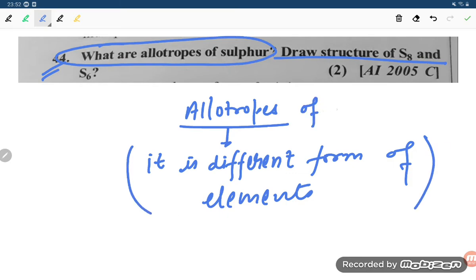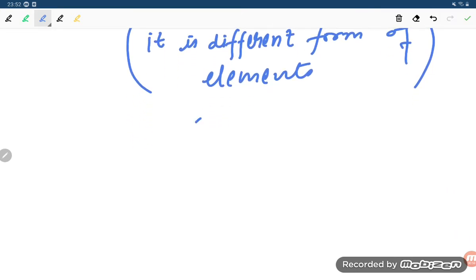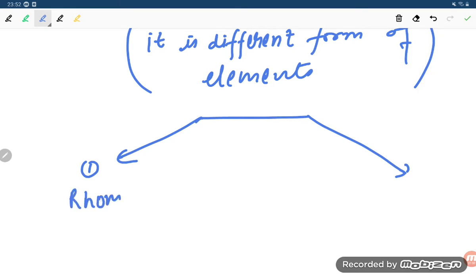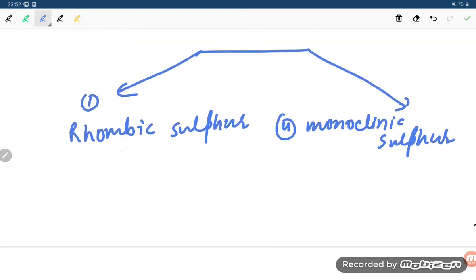They are saying allotropes of sulfur. They are asking what the allotropes of sulfur are, students. There are two allotropes, students. The first one is rhombic sulfur. Another is also known as monoclinic sulfur. So the two allotropes are rhombic sulfur and monoclinic sulfur.